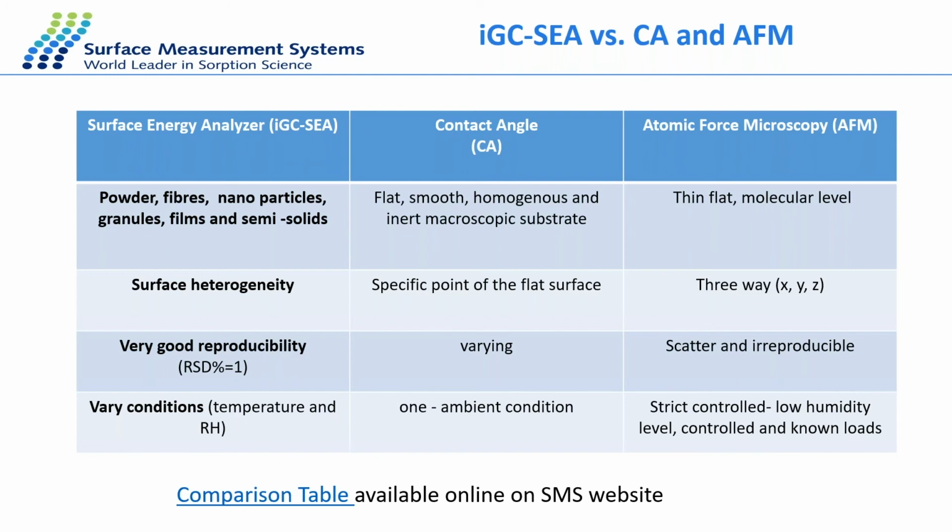During AFM measurement, the humidity or the temperature is not that controllable. Like in case of IGC, you can change temperature or the relative humidity. Reproducibility is also much better in case of IGC than contact angle or AFM. And in case of IGC, you can perform the experiment on the same sample.